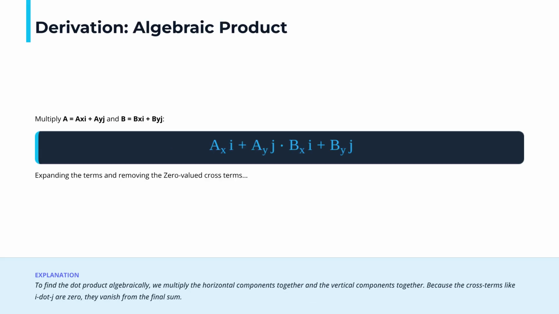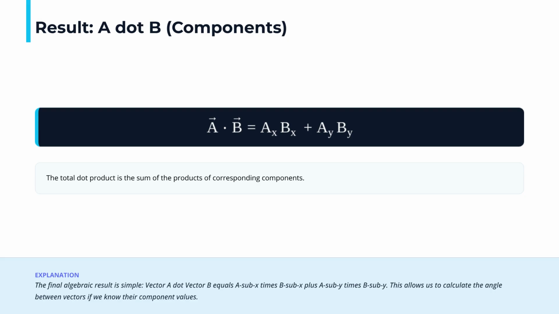To find the dot product algebraically, we multiply the two vector forms. Due to the orthogonality property, the cross terms vanish, simplifying the calculation significantly. The total dot product, vector A dot vector B, is the sum of the products of their corresponding components, a sub x times b sub x, plus a sub y times b sub y. This is a simple algebraic form.